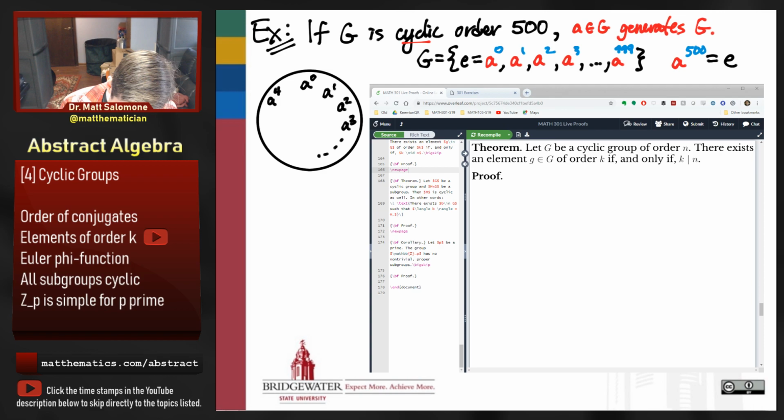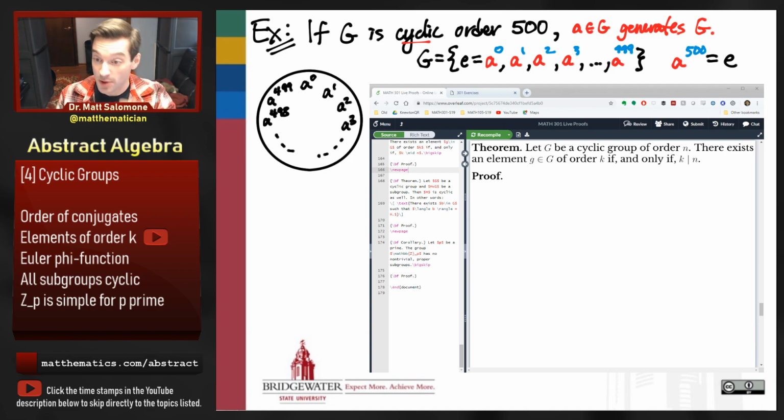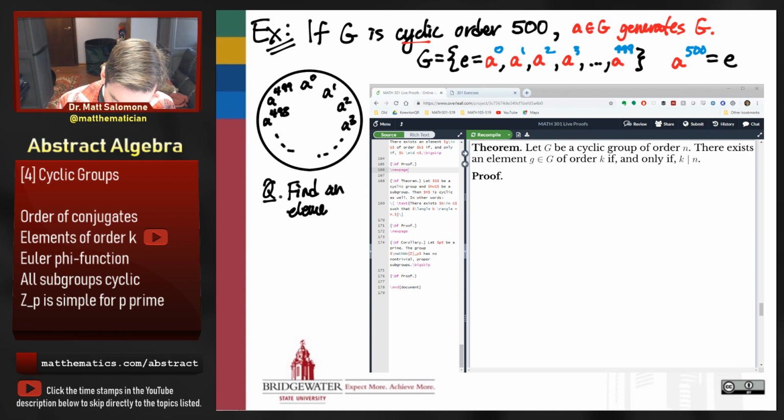A to the 499 is going to be the last one here, next to A to the 0, A to the 498, and so forth, right? So that's what my group is going to look like. And so if you were to ask me to find an element of order 25 in this group, where am I going to find it?